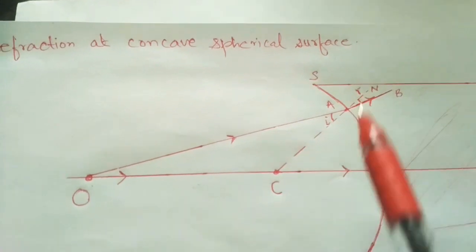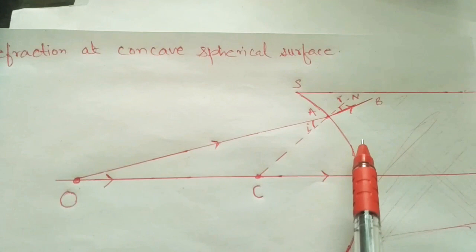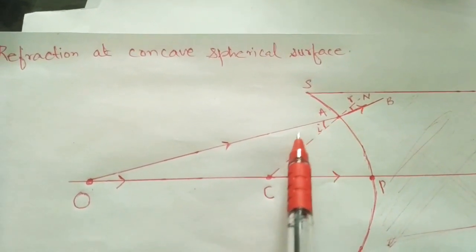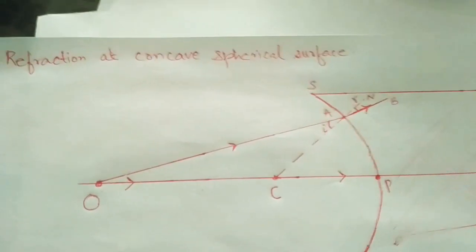So another thing, where will the image form? The image will appear if we draw backward to this position. So the image will form somewhere here. Let's draw that.